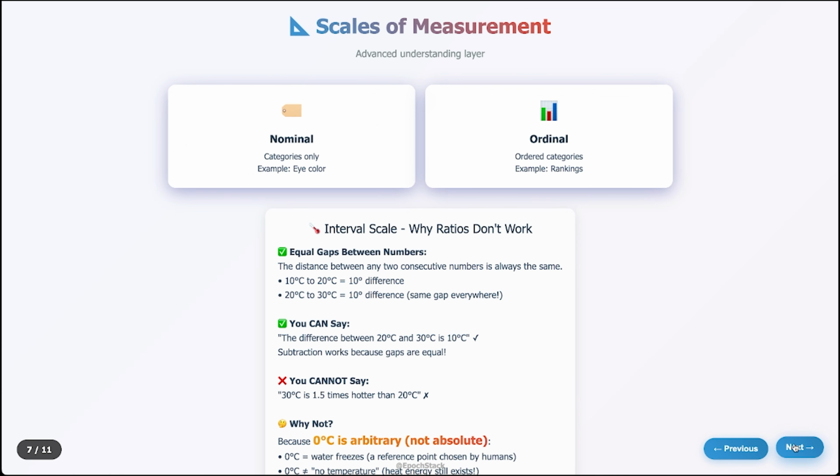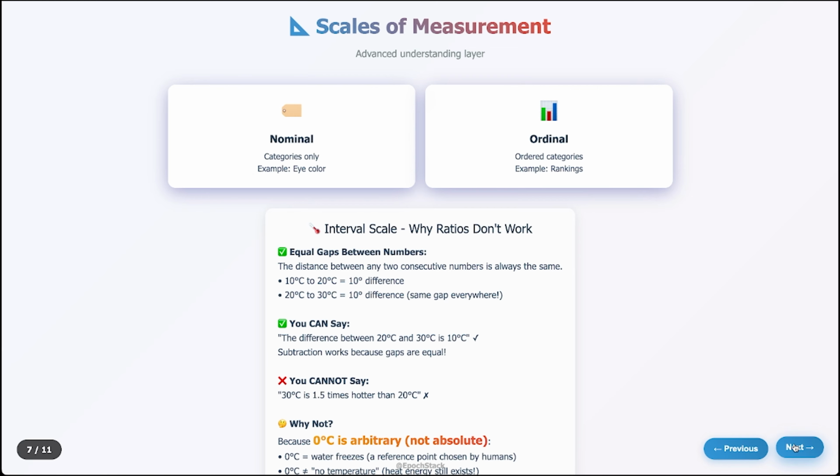Now coming to the most important thing, that is the scales of measurement. Coming to the nominal data, these are the categories. This data can be measured in the form of categories without any order. In case of ordinal data, this is also categories, but in the form of rankings, or we can say ordered categories.